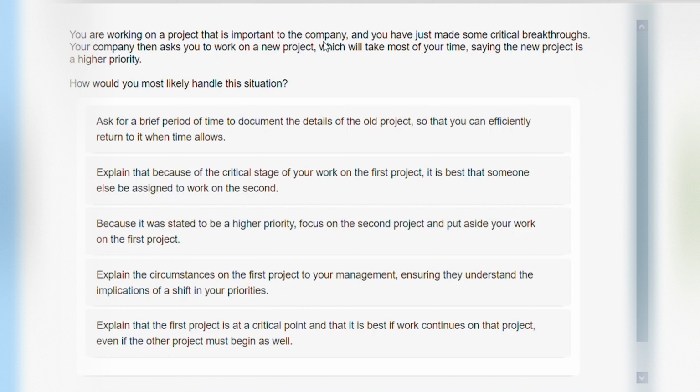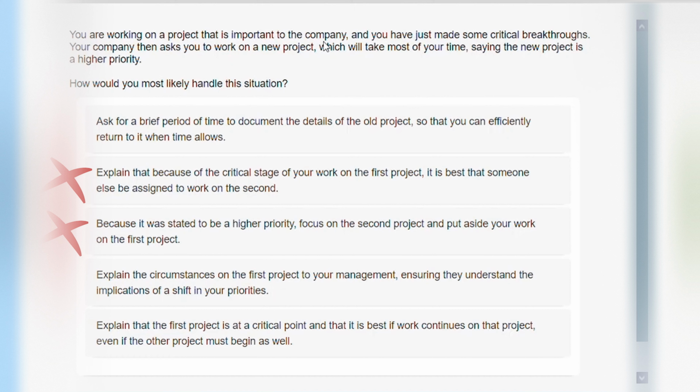Now, if the company has told you that the new project is high priority and they want you to work on it, in that case, you need to show flexibility, right? So explaining that because of the critical stage of your work on the first project, it is best that someone else be assigned to work on the second is not a good option. Similarly, because it was stated to be higher priority, you just can't kick off the first project and completely forget about it, even if it goes to dump. So this third option is a bad option also.